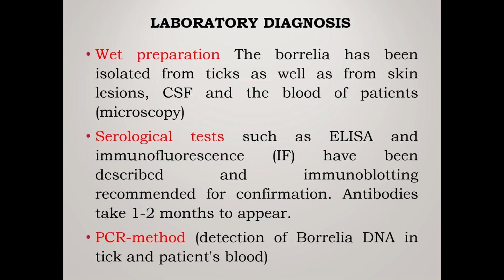Laboratory diagnosis. Wet preparation. The Borrelia has been isolated from ticks as well as from skin lesions, cerebrospinal fluid, CSF, and the blood of the patient. The microscopic technique we will use is dark field microscopy. Serological tests such as ELISA and immunofluorescent tests have been described, and immunoblotting is recommended for confirmation. Antibodies take 1-2 months to appear. And the PCR method detects Borrelia DNA in ticks and patient blood.